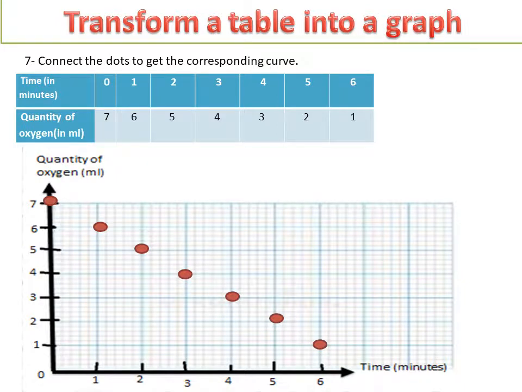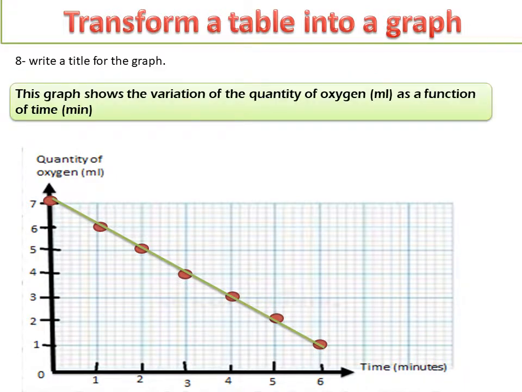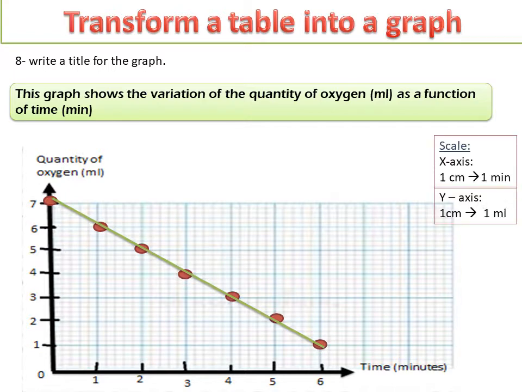Connect the dots to get the corresponding curve without using a ruler from the first till the last dot, passing through all the dots on the graph. Finally, write a title for the graph. This graph shows the variation of the quantity of oxygen as a function of time. And also, don't forget to write the scale that you used to draw this graph.